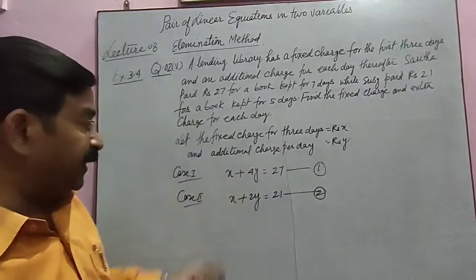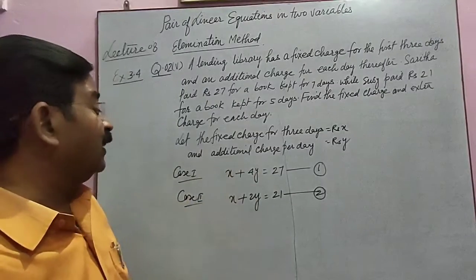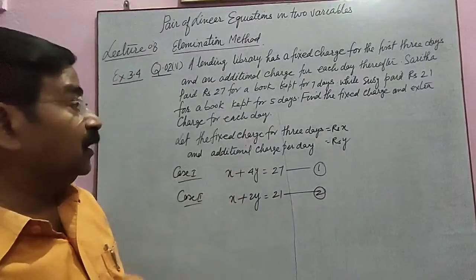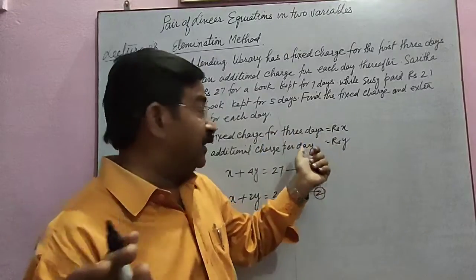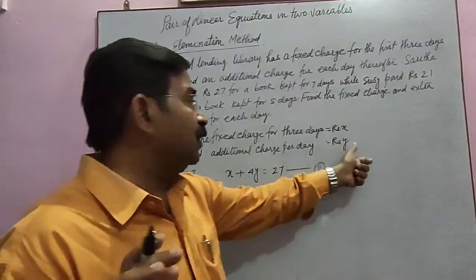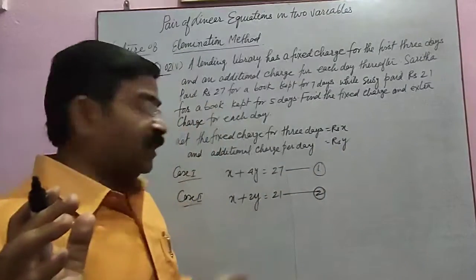You have to eliminate X by subtracting. You will get the value of Y, and after getting Y, substitute in any of the equations, you get the X. So what is the value of X? That is the fixed charge for 3 days, and the additional charge per day is rupees Y. Whatever the value of Y is, it is your answer.